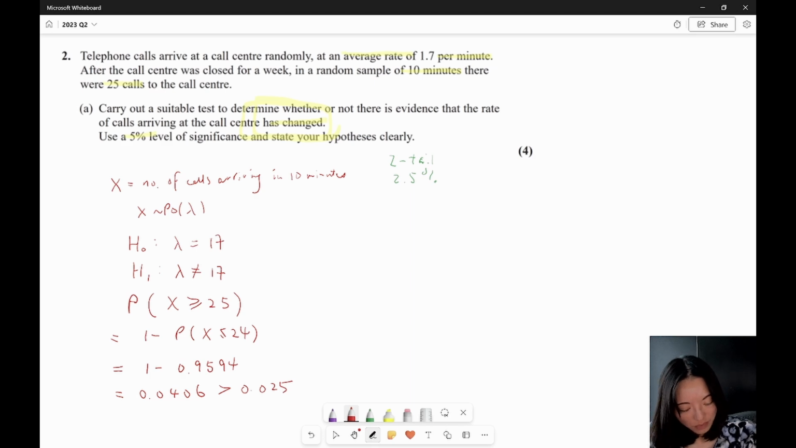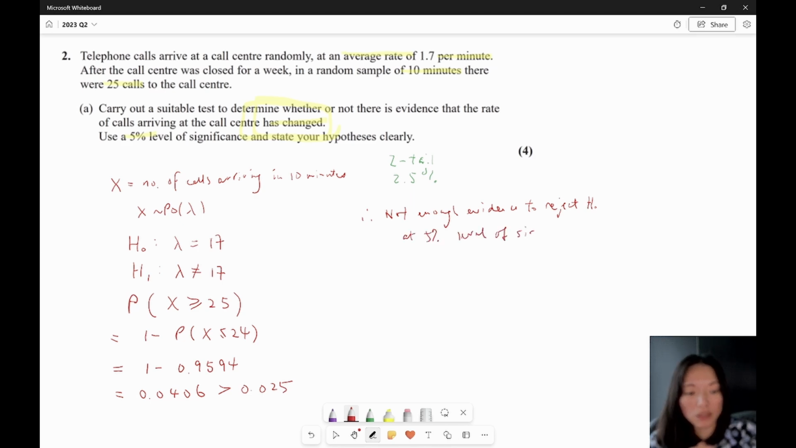Therefore, our conclusion is that there's not enough evidence to reject H0, and it's still a 5% level of significance, because importantly, we're using a two-tailed test. That was our part A.